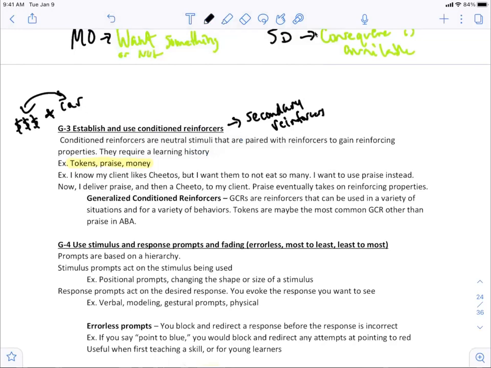I've had clients before who are given $100 because they're 10 years old, and it means nothing to them. They haven't learned the value of that money. That money hasn't been paired with anything. It has no reinforcing properties. Again, how do we do it?